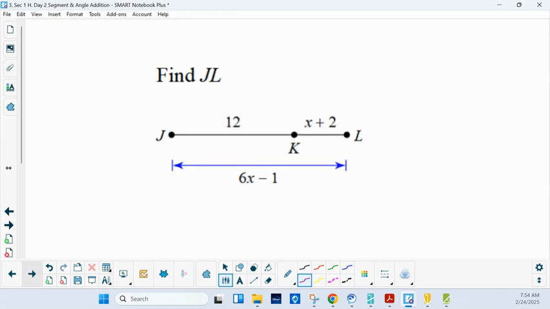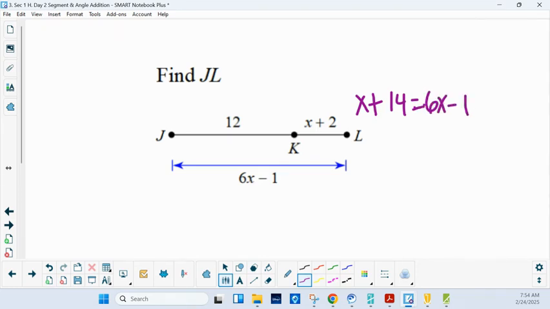Okay, this one we want to find the length of JL. So same thing. We're going to add the pieces to equal the total. Let's combine the like terms on the pieces. We just have the x, but let's combine the numbers. What do we get? 14 is going to equal the whole part.